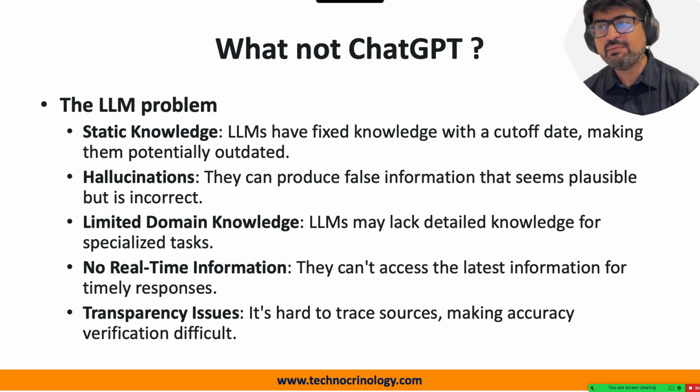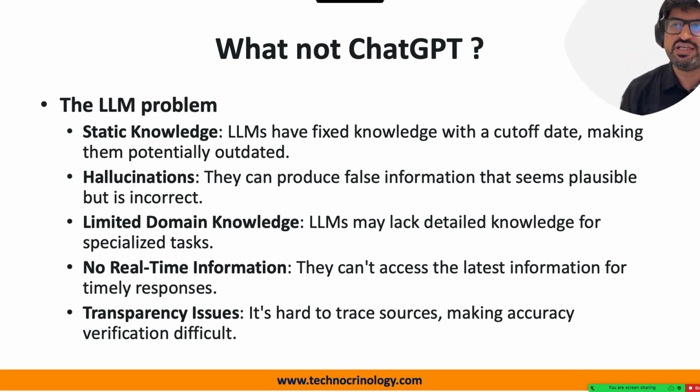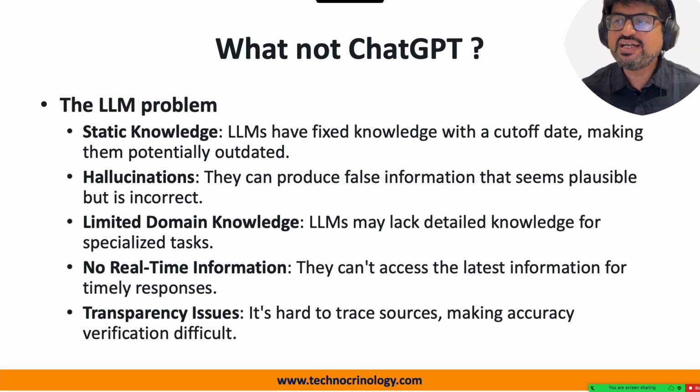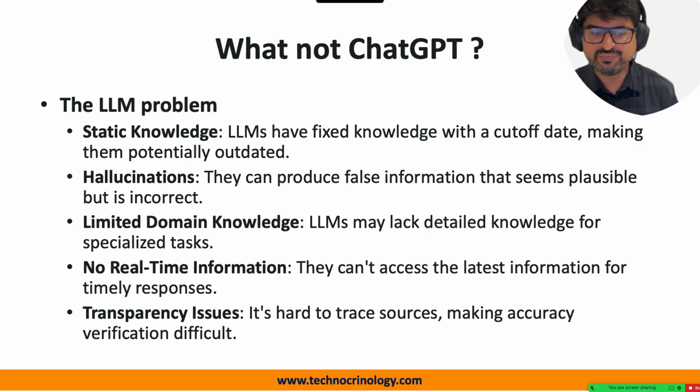It doesn't have real-time information. The other day, somebody asked ChatGPT about the assassination attempt on Trump. Now, how will ChatGPT know? It is only trained till April 2024, and the assassination attempt happened after that. So obviously, it's not going to know. It's not trained on that information.